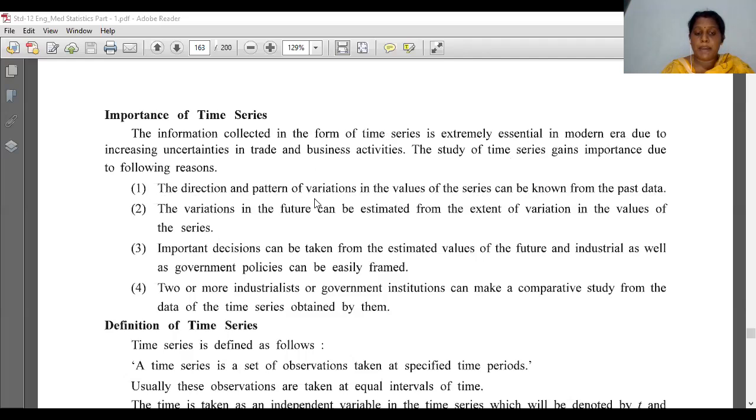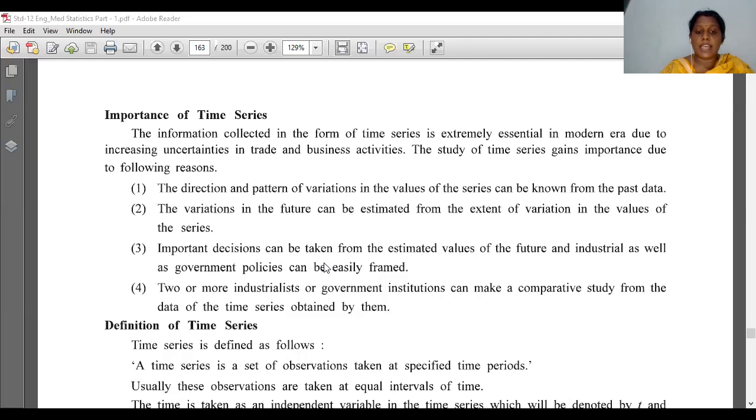The direction and the pattern of the variation, that is, how the variation is increasing or decreasing, that is the pattern of variation, right? The values of the series can be known from the past data. From the data we have collected, we can show the chart. The variation in the future can be estimated from the extent of variations in the values of the series.